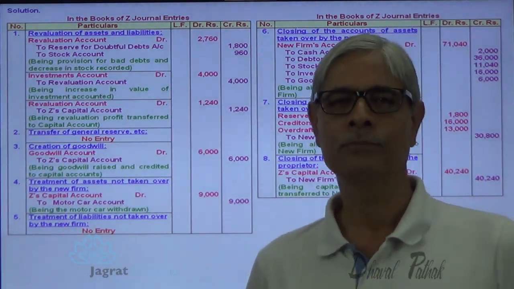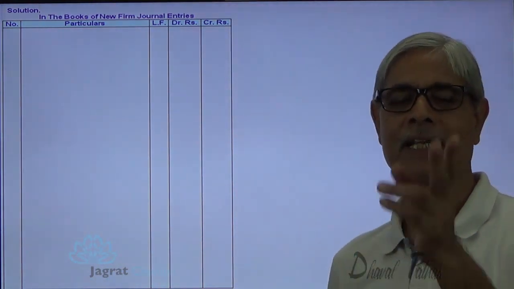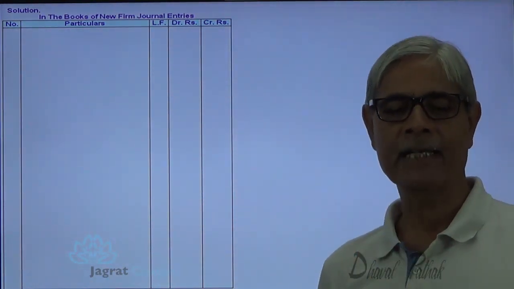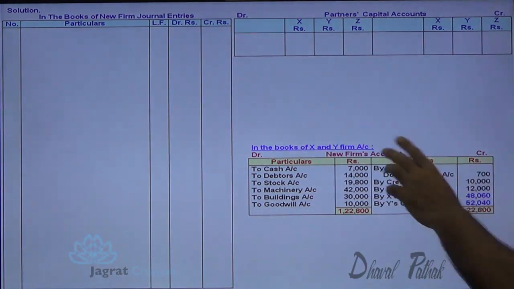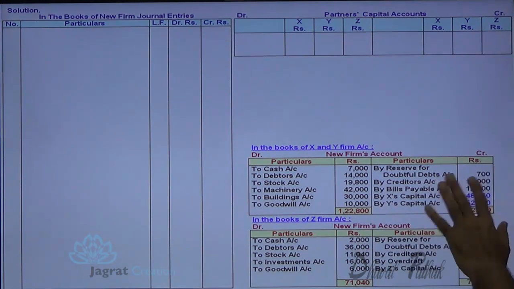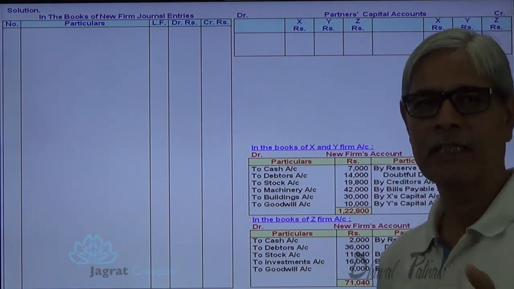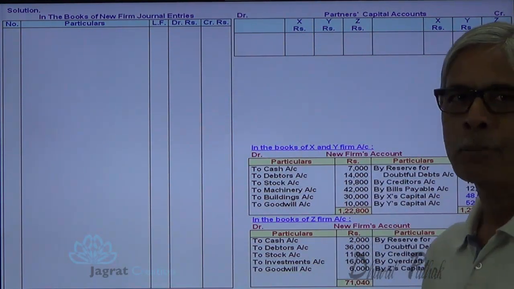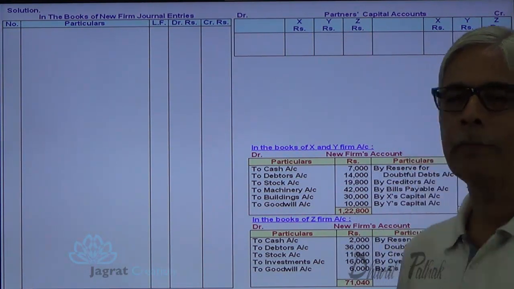Now I want to record this transaction in the books of the new firm. So the new firm has purchased the business of both the old firms, X and Y's business and Z's business. So here I prepare the capital account of X and Y. This is the new firm account prepared by X and Y, and this is the new firm account prepared by Z. Now all these assets are purchased by me. The vendor firm has sold these assets, the new firm has purchased these assets. All the assets purchased will be debited, liabilities purchased will be credited, capital account will be credited.